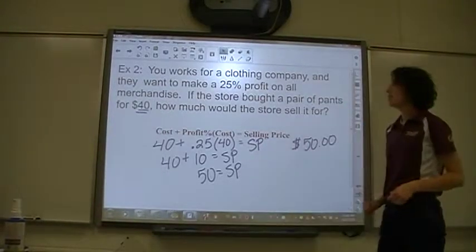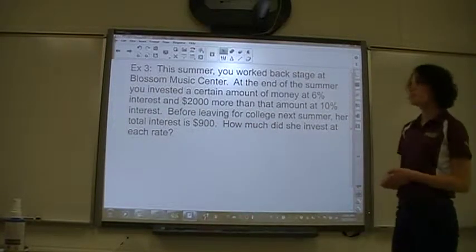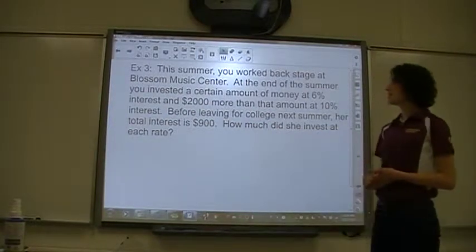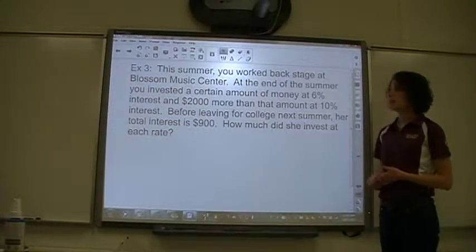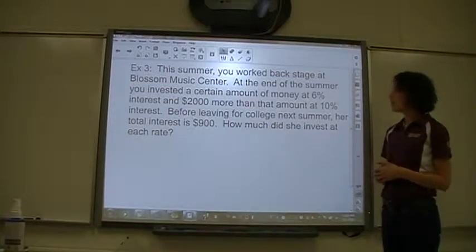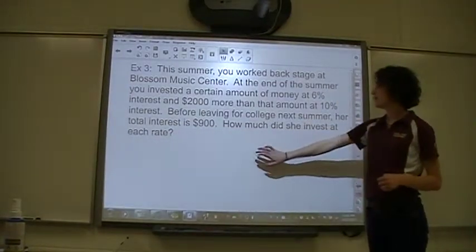All right, let's go ahead and look at example number 3. So this summer you worked backstage at Blossom Music Center. At the end of the summer you invested a certain amount of money at 6% interest and $2,000 more than that amount at 10% interest. Before leaving for college next year, your total interest is $900. How much did she invest at each rate?